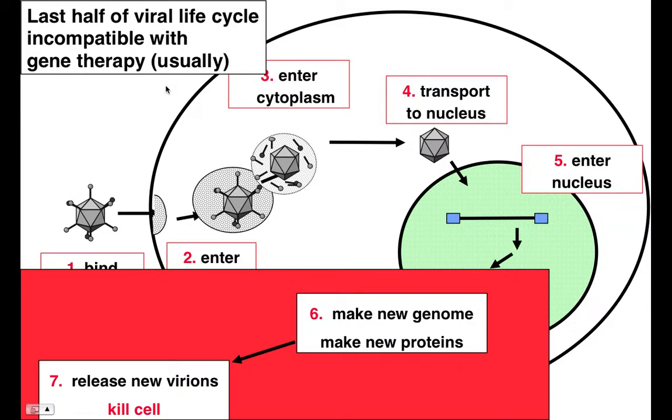The last half of the viral cycle is incompatible with gene therapy, with the exception of an oncolytic virotherapy, which if you've seen some of my other videos, you'll know I talk about fairly extensively. So this making the new genomes, new proteins, and then releasing the virions is essentially what you're cutting out.